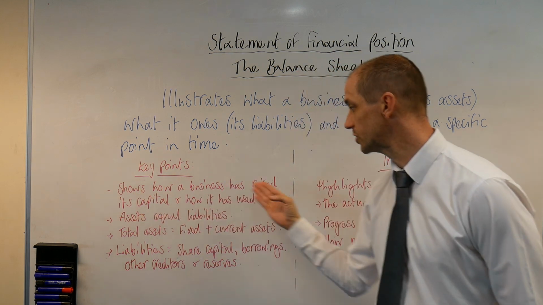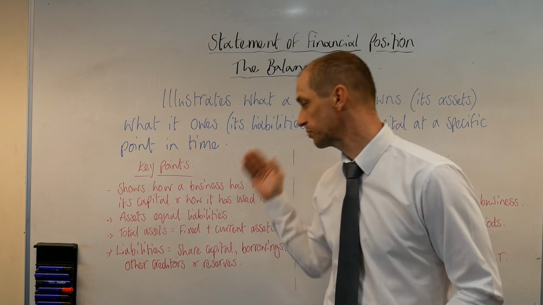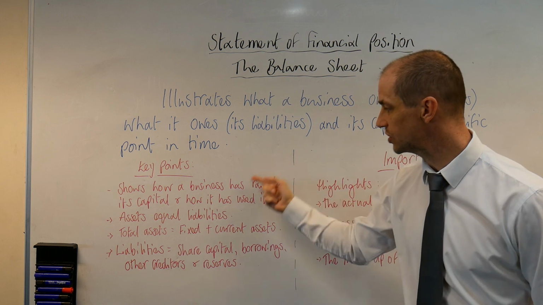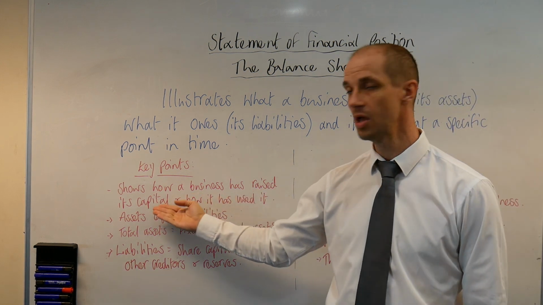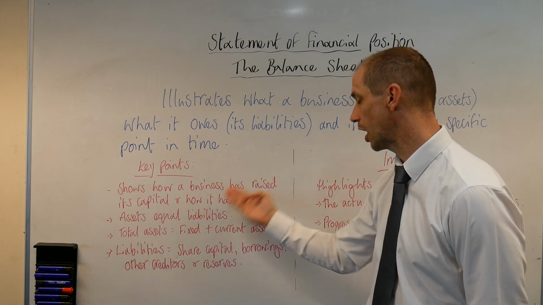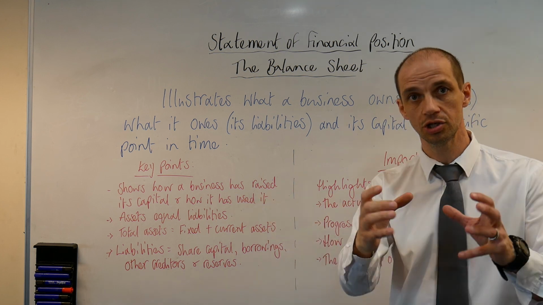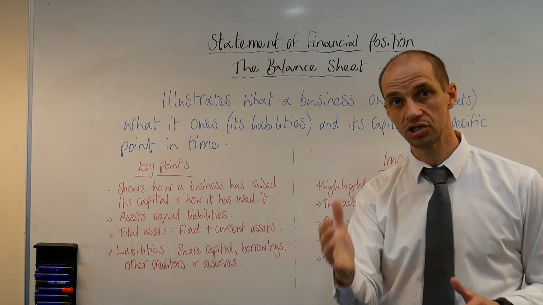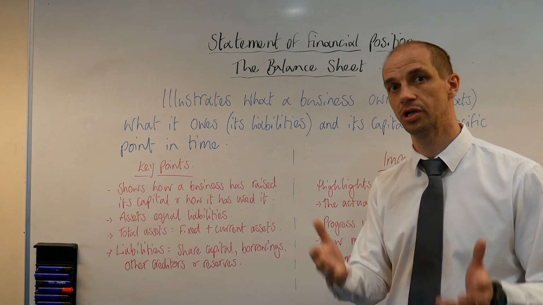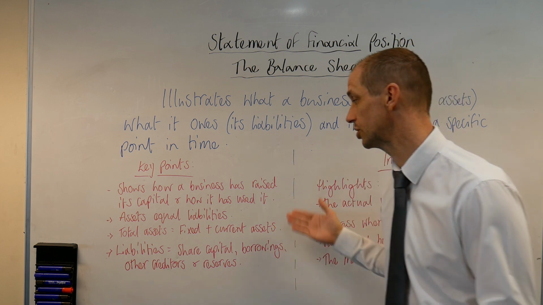So firstly, it shows how a business has raised its capital and how it has used it. Okay, so that's a really important point to understand. So it tells us where this money has actually come from to support the asset purchases of the business. So it will enable you to understand the composition, that is the breakdown of each of the areas of assets that they've invested in. So whether it's buildings, whether it's machinery, whether it's fixtures and fittings like the furnishings and decoration and so on.